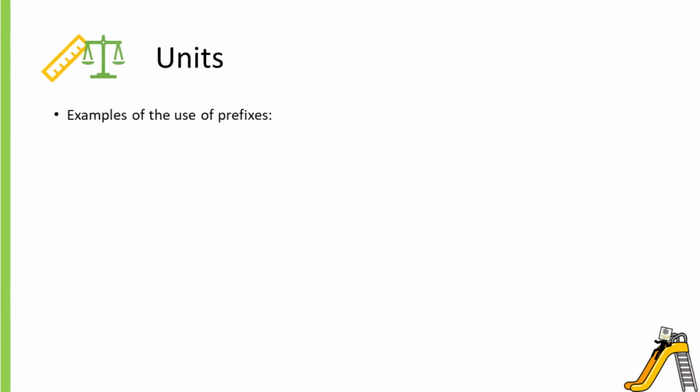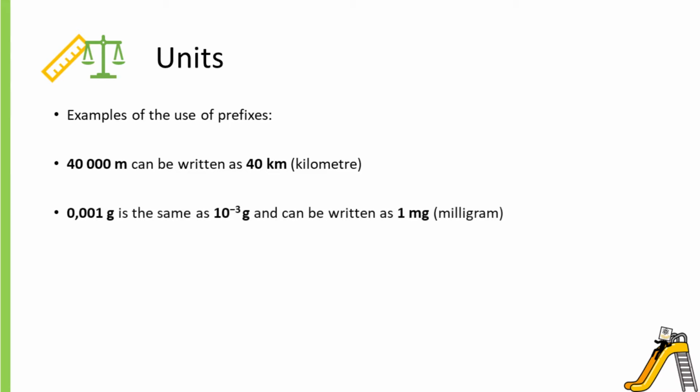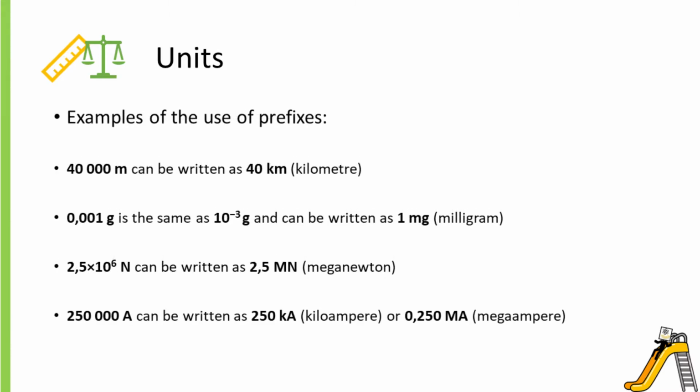So now let's have a look at some examples of the use of these prefixes. Say for instance you have 40,000 meters. That can also be written as 40 kilometers. And if you have 0,001 grams, you can write that in two ways. You can either write it as 10 to the negative 3 grams, or you can write it as 1 milligram. If you have 2,5 times 10 to the exponent 6 newtons, that can be written as 2,5 meganewtons. If you have 250,000 amperes, you can write that as 250 kiloamperes, or you can write it as 0,250 megaamperes.